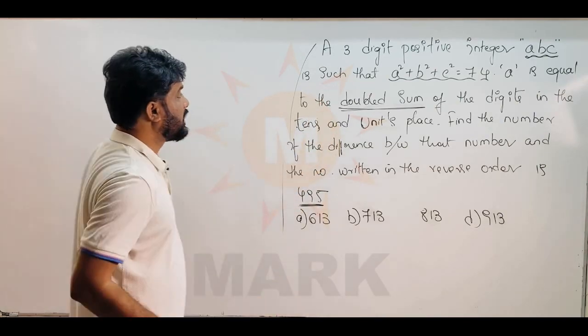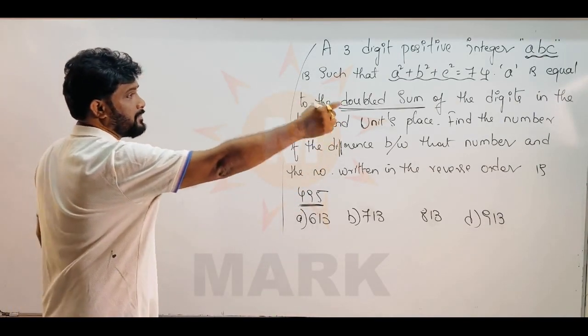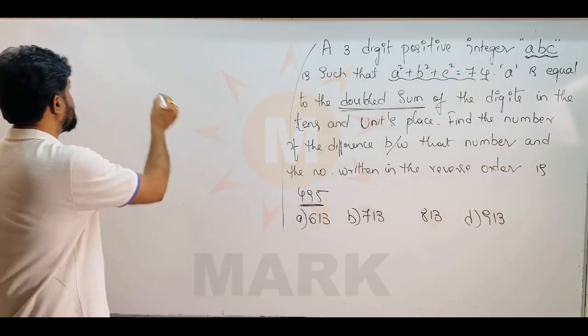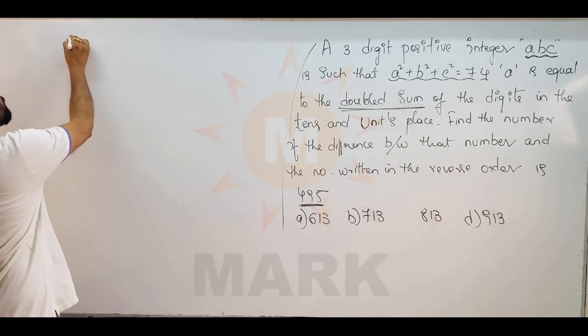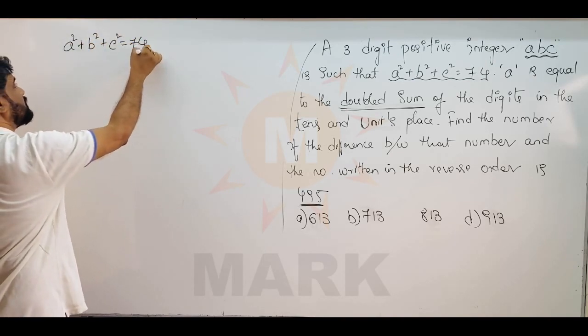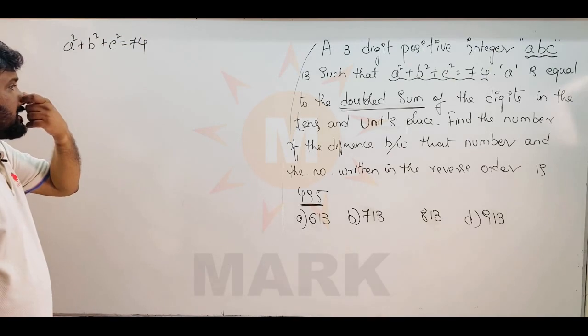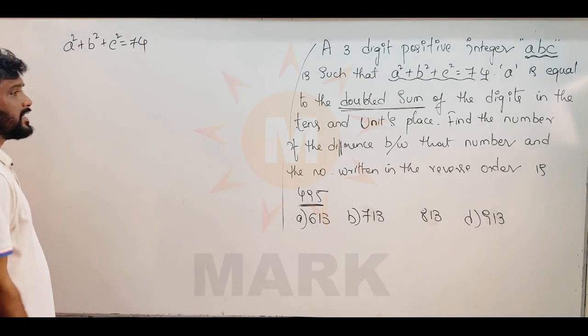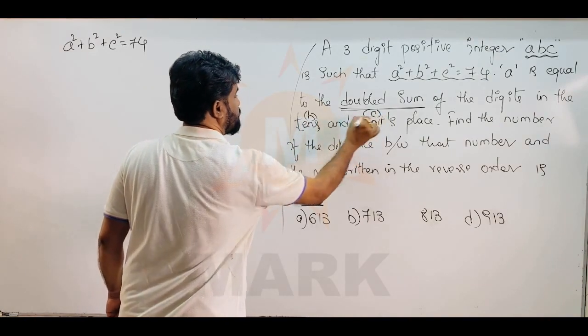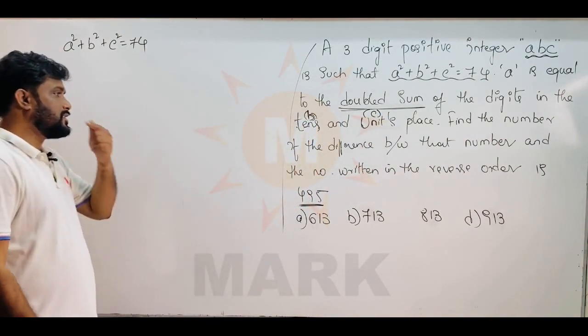Let us go from the beginning. There is a number called ABC. That means C is the units number, B is the tens number, and A is the hundreds number. It is such that A square plus B square plus C square is equal to 74. Now A is equal to double the sum of the digits in the tens and units place. What is the tens place number? B. What is the units place number? That is C. Okay, that is what he is saying.